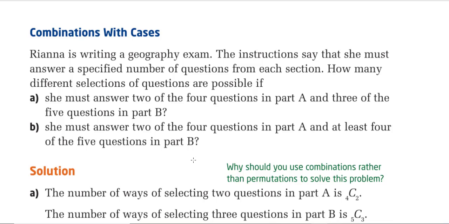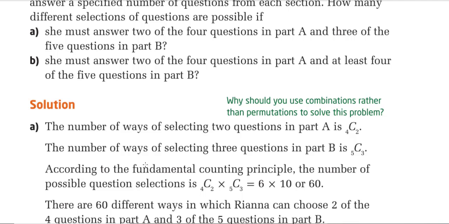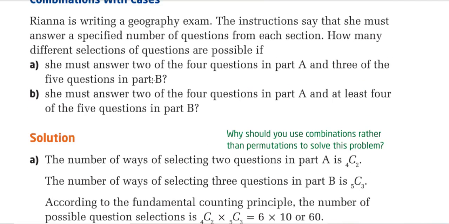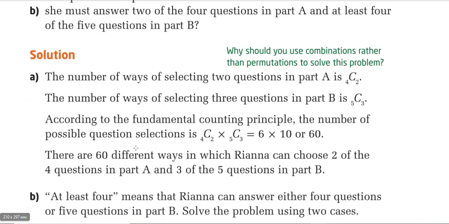And the second one, she must answer 2 of the 4 questions in part A and at least 4 of the 5 questions in part B. Okay, let's try to solve this problem. First question: the instructions say that she must answer a specified number of questions from each section. How many different selections of questions are possible if she must answer 2 of the 4 questions in part A and 3 of the 5 questions in part B? So let's do it.